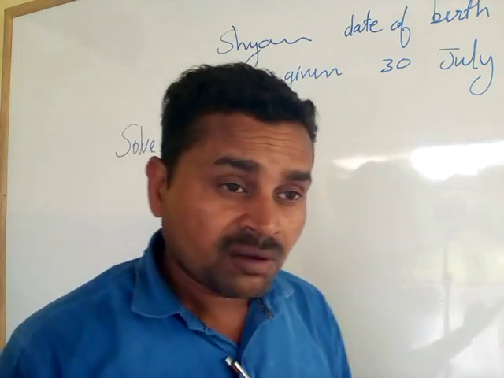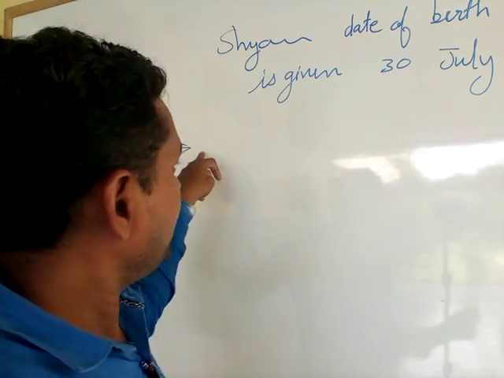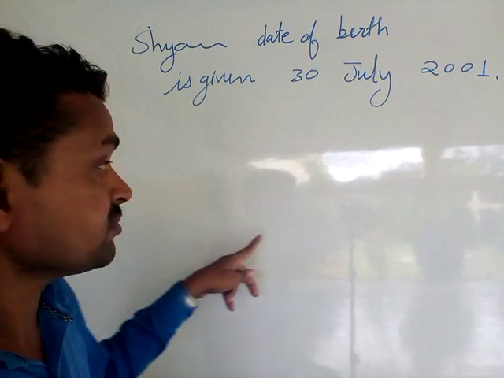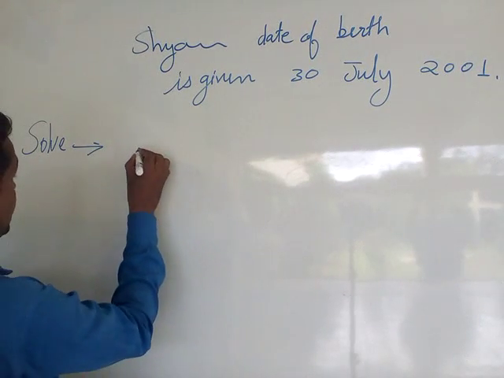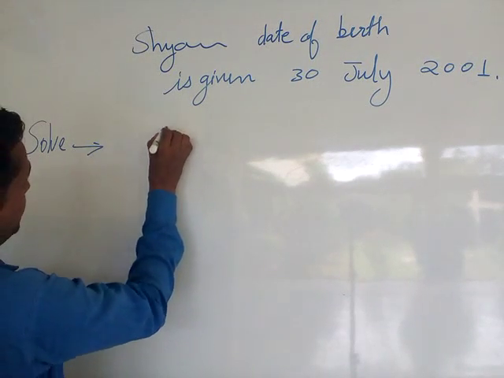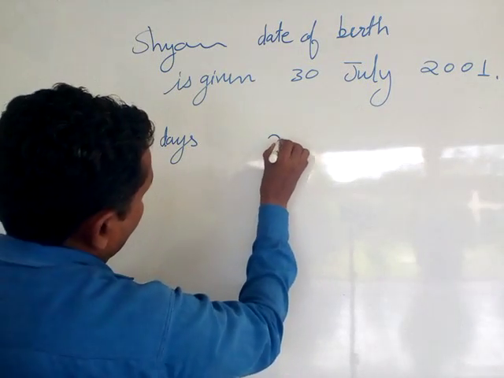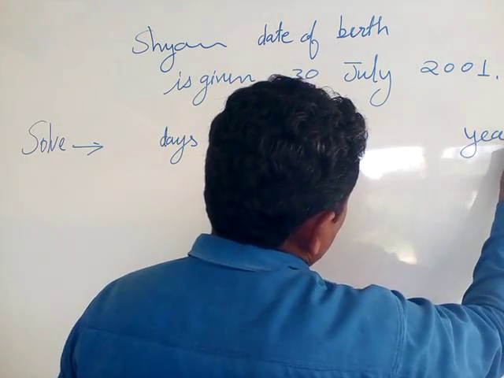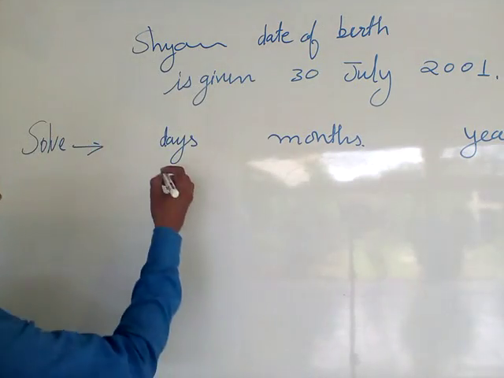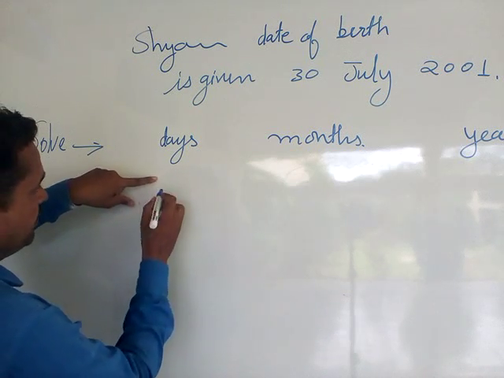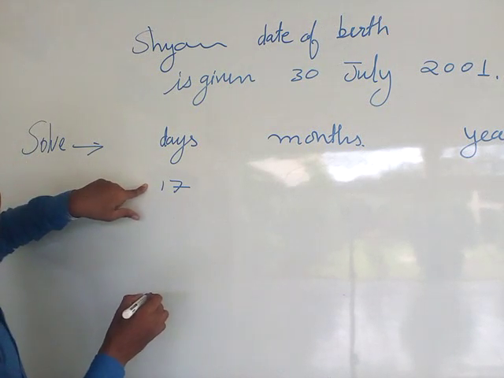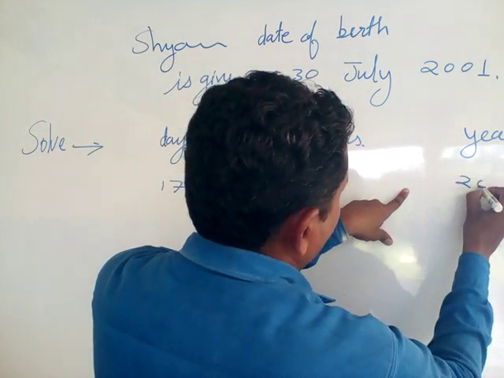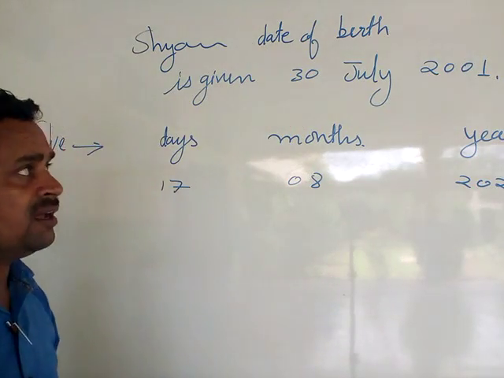As I told you in the previous question, put the present age, that is, today's date. Put days, months and years, or you can say session. Today's date is 17, August which is 08, and the year 2020.